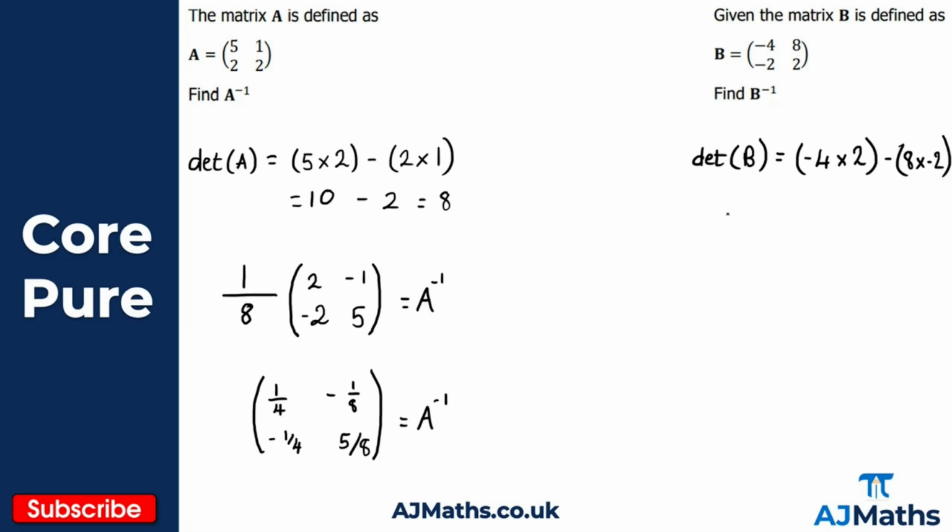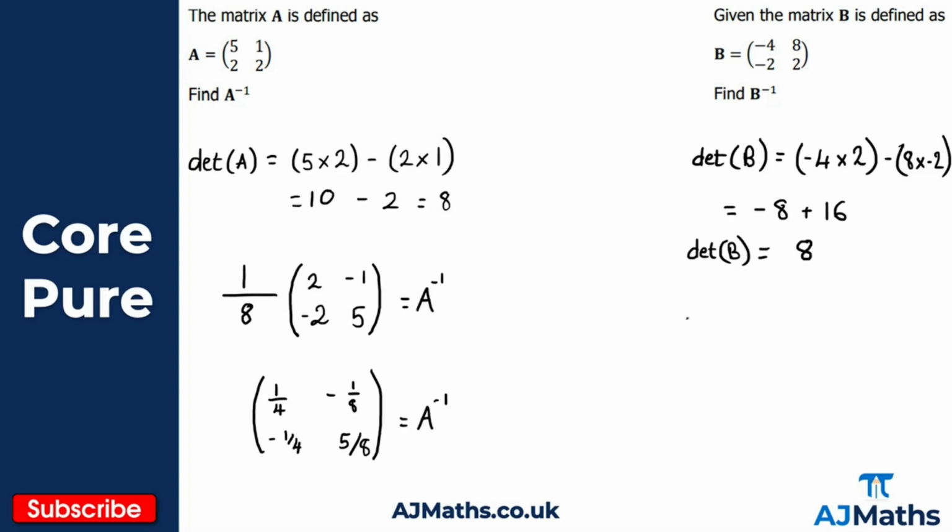So we're running out of room a little bit. Minus 4 times 2 gives me minus 8. Then 8 times minus 2 is minus 16, so minus minus 16 is the same as plus 16, so I get 16 there. And then minus 8 plus 16, again we get the same determinant, we get 8. A bit of a coincidence, but we get the same determinant. So det B is equal to 8.